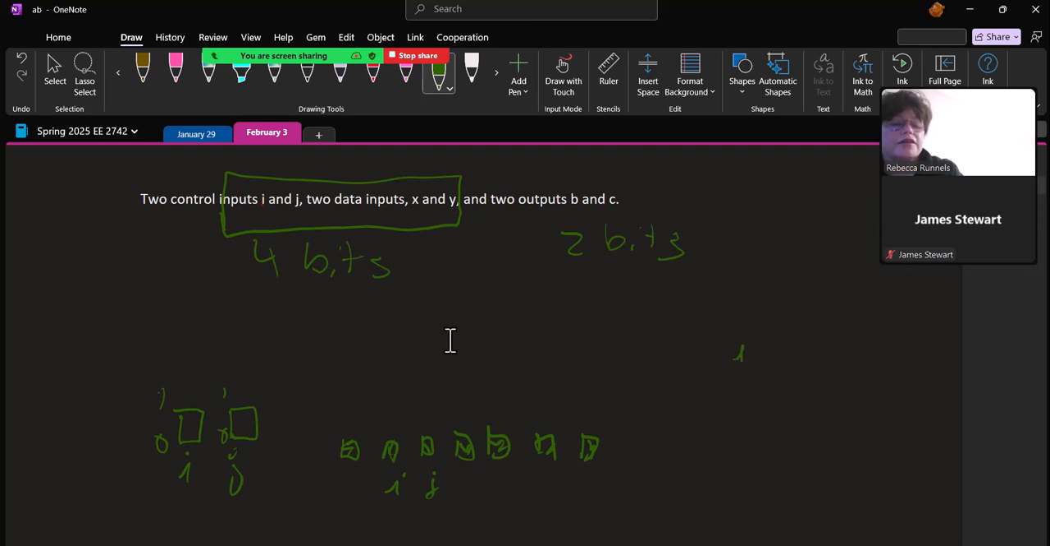You decide this on your own. So if you decide that IJ equals 0, 0 means function F, when it's time for you to demonstrate function F, you make sure both of these are off. And when it's time for you to demonstrate function H, if you decided IJ equals 1, 1 is H, you would turn them both on. So you use I and J to set which function you're using.